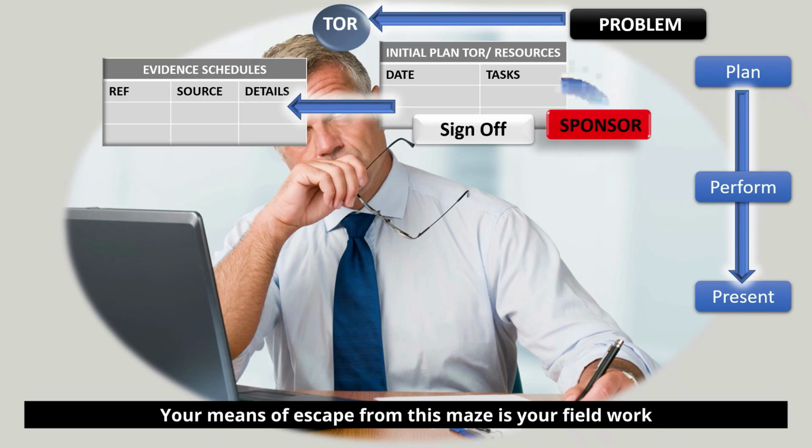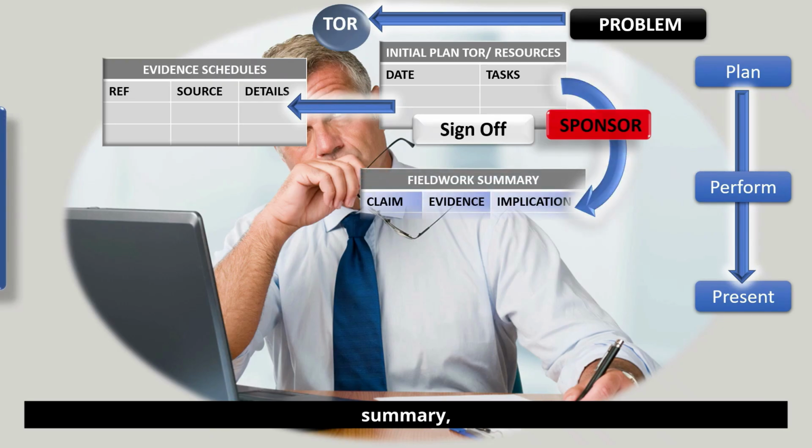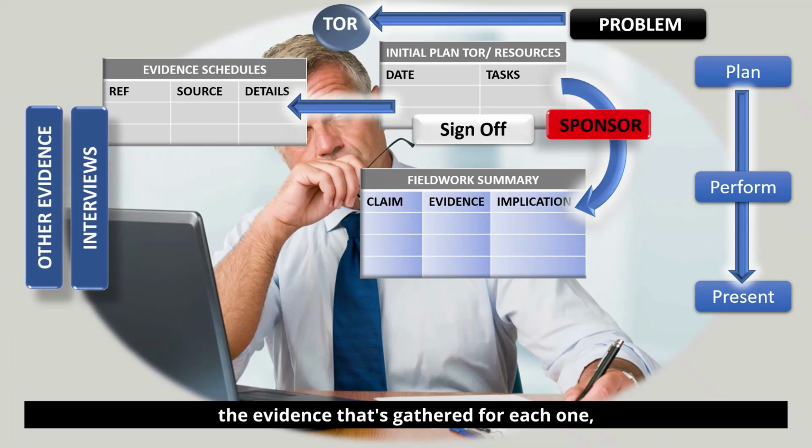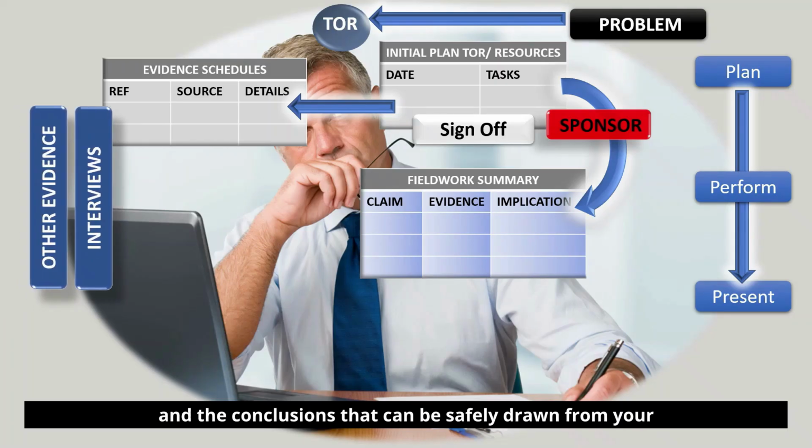Your means of escape from this maze is your fieldwork summary, which makes clear the claims being examined, the evidence that's gathered for each one, and the conclusions that can be safely drawn from your evidence. In other words, your roadmap through the investigation, from planning to performing to reporting the results.